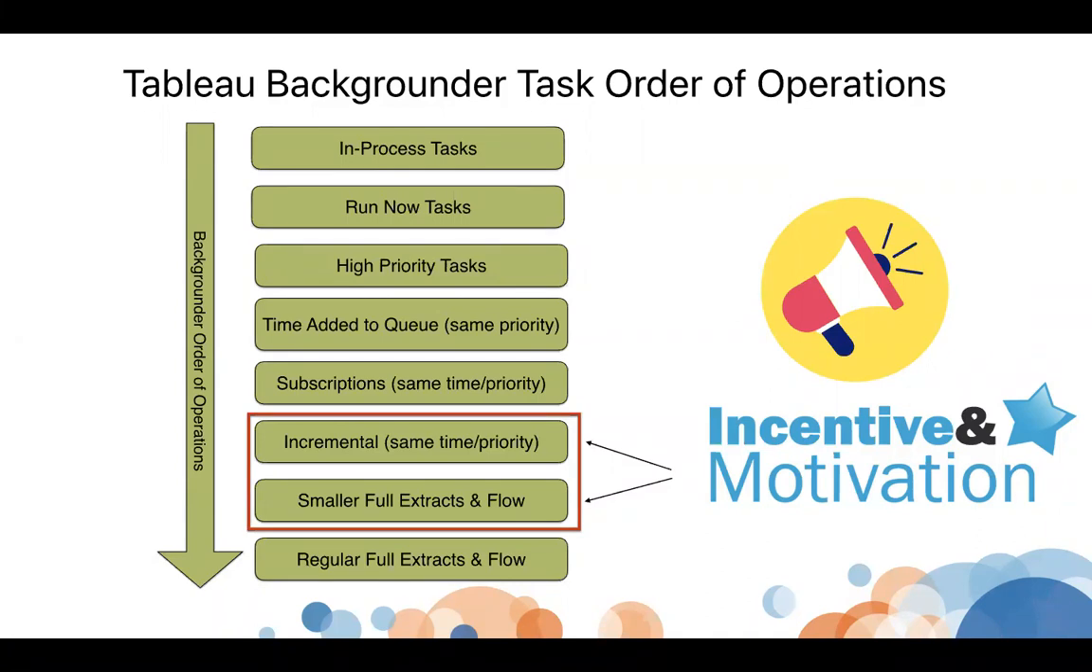Third, if the same priority, it's based on the time when the task was added to the background queue. For the same time and same priority, it goes by subscriptions first. Then it comes down to the extracts. From extracts, the incremental goes first, followed by smaller full extracts and the flows, of course. And then lastly, the regular full extracts.